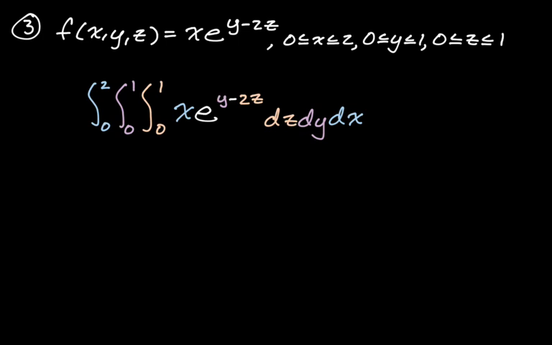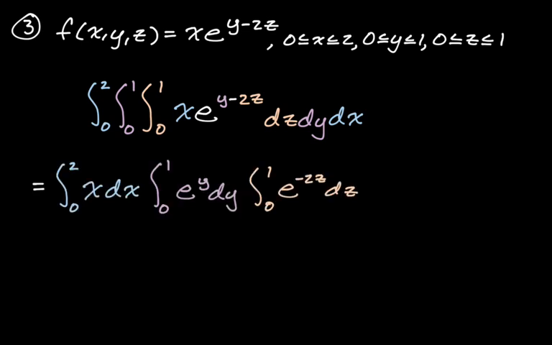The reason we can do this, by the way, is that e to the y minus 2z is e to the y times e to the negative 2z. So that's why we're allowed to do this. So we will get these 3 integrals, 0 to 2 of x, 0 to 1 of e to the y, and then 0 to 1 of e to the negative 2z. So it comes down to, can you find the antiderivatives? But of course you can.